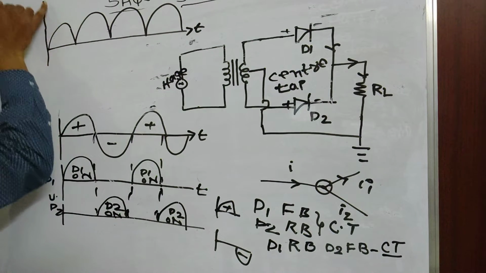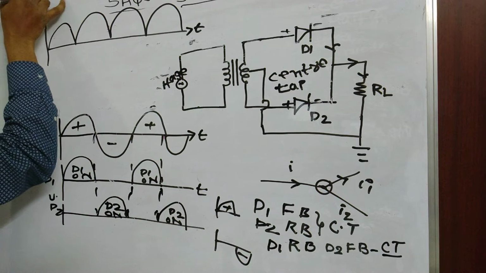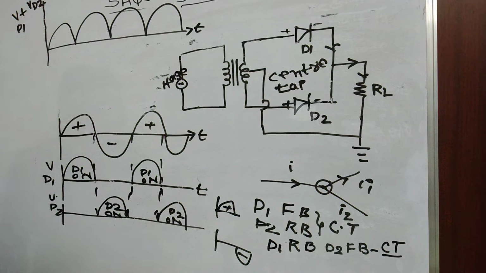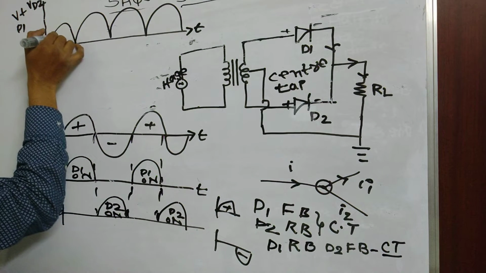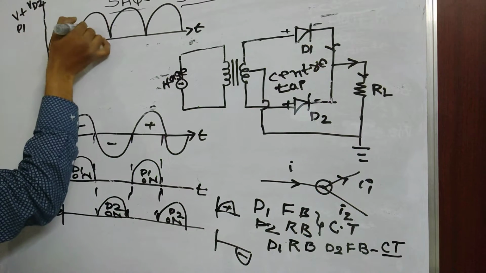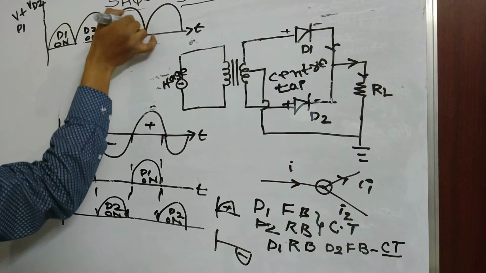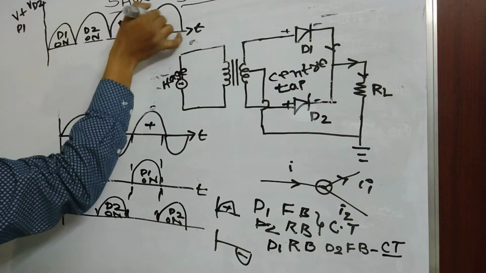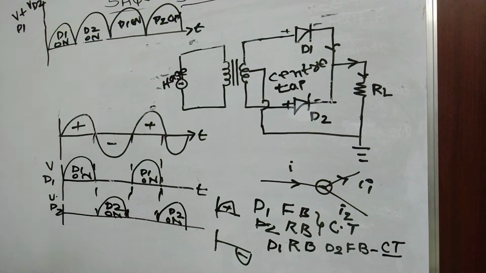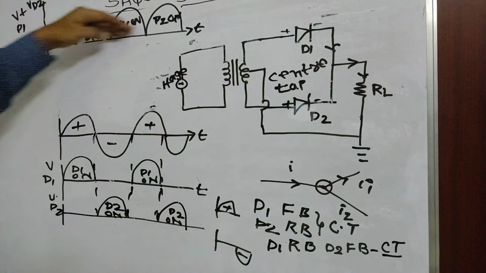In terms of voltage, one is VD1 due to diode D1, and the other is VD2 due to diode D2. Here we observe that D1 is on, now D2 is on. Similarly, D1 is on, D2 is on. That way the whole waveform, the negative part also, moves to the positive side. The whole waveform appears.